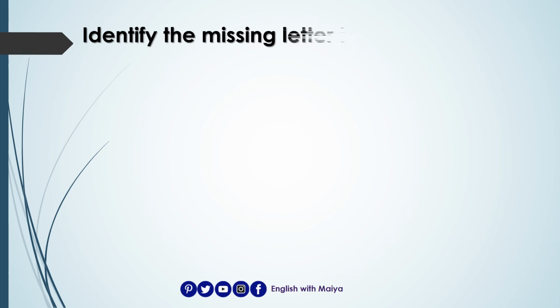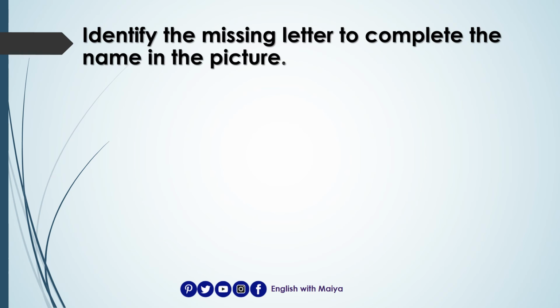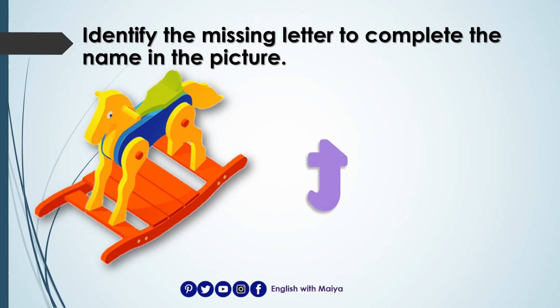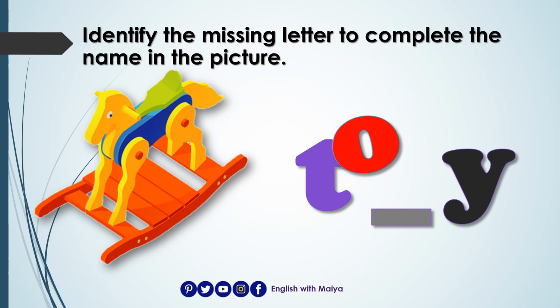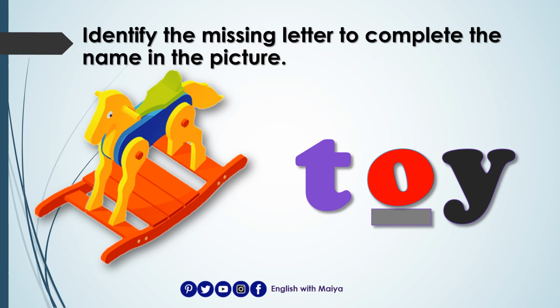Identify the missing letter to complete the name in the picture. You have 10 seconds to identify the missing letter. 10, 9, 8, 7, 6, 5, 4, 3, 2, 1. Time is up. The missing letter is O. T, O, Y, toy.